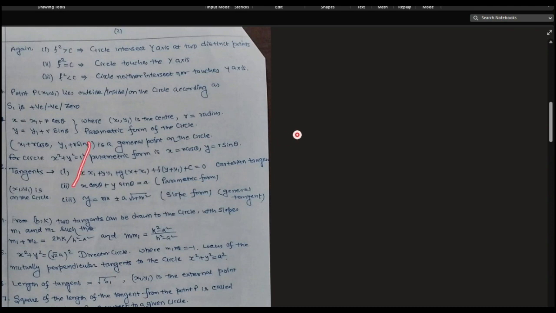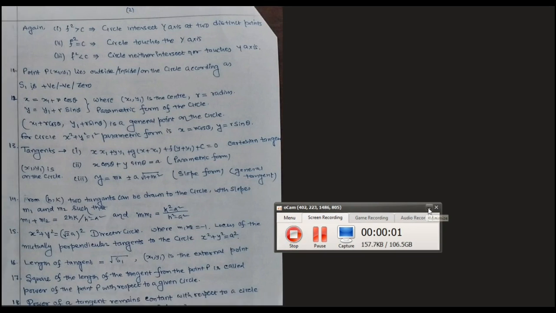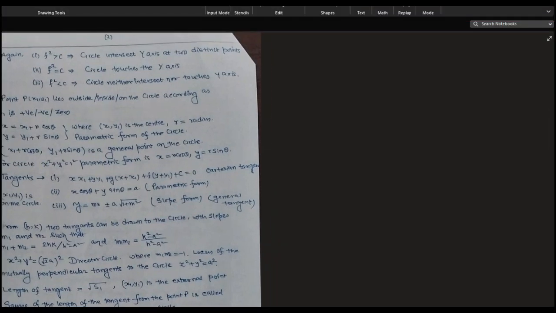Now the next point we are going to describe is point number 12, the parametric form. Any point you can take on the circle: if the center of the circle is x1, y1, then x1 plus r cos theta, y1 plus r sin theta is any point on the circle. This is called the general point on the circle, where x1, y1 is the center and r is the radius. So this is the parametric form that we are discussing here.